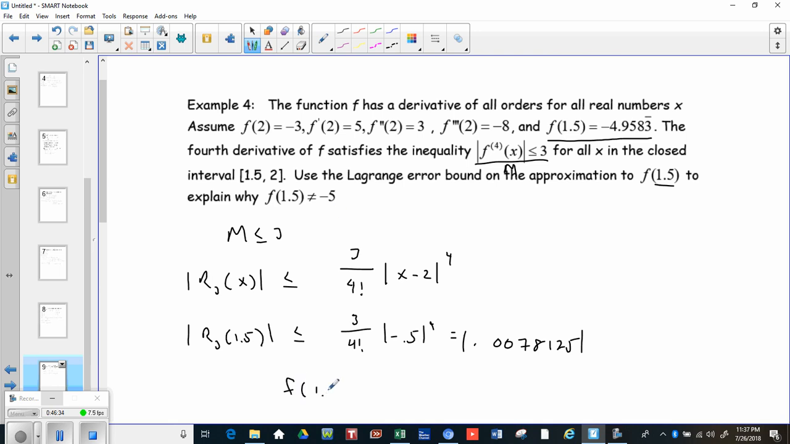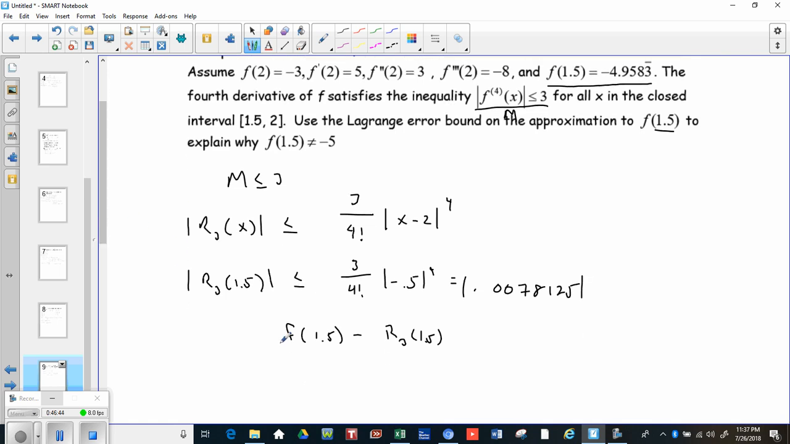So it would be f of 1.5 minus the remainder of 1.5. That should not be able to get to negative 5. Let's see. So we would do negative 4.9583 repeating minus 0.0078125. And if you plug that into the calculator, you get negative 4.9661458, or something close to that.